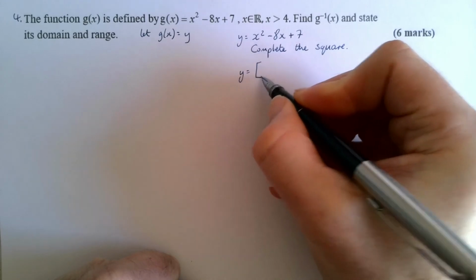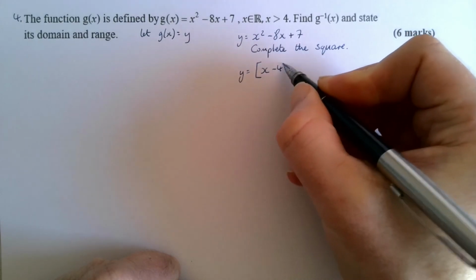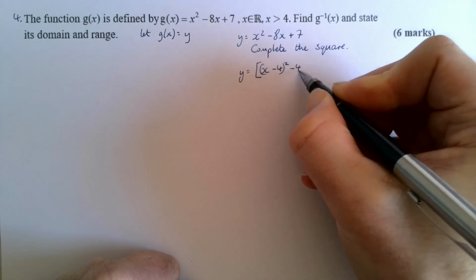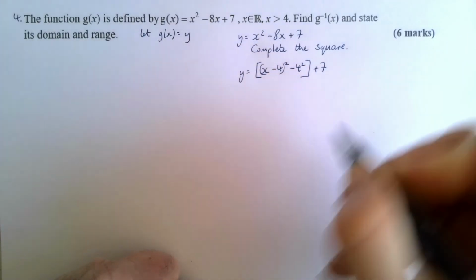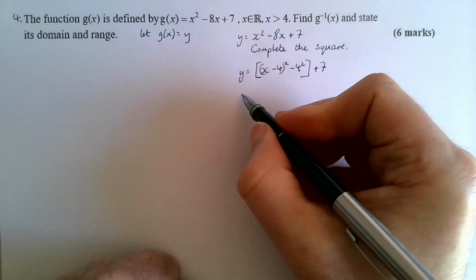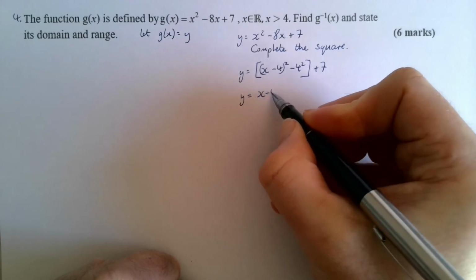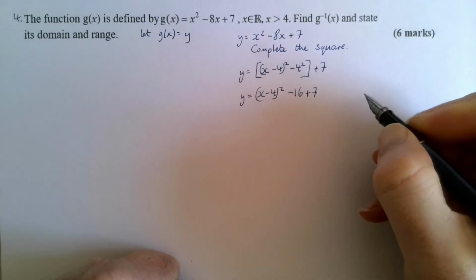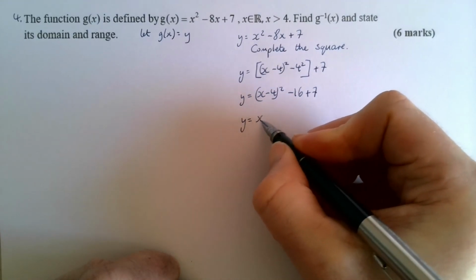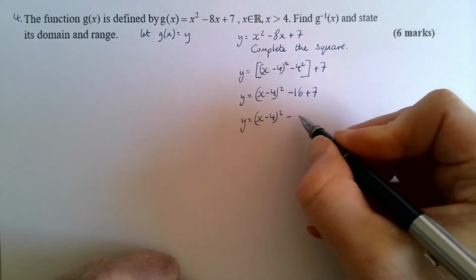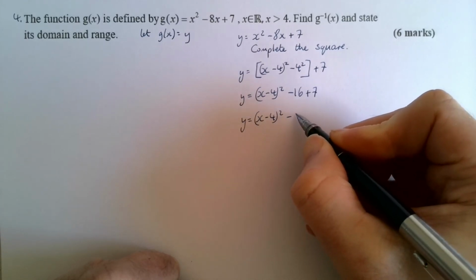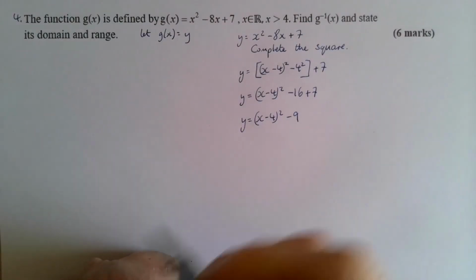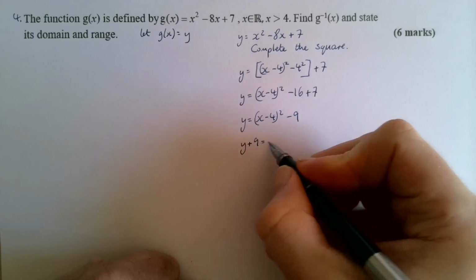So doing that, we can say half the coefficient of x, and then take that squared, and then we'll have plus 7 as well, being y. So then if we expand that, you should have x minus 4 squared, take 16 plus 7. So that in itself moves on to y equals x minus 4 squared, take 9. And now it's going to be a bit simpler because we can add 9 to both sides.